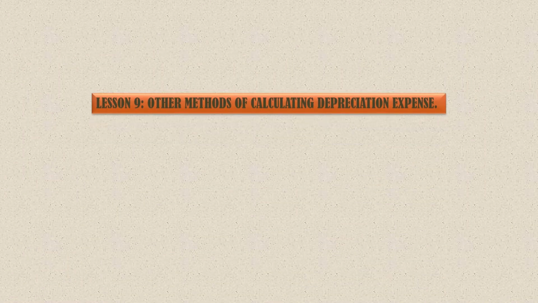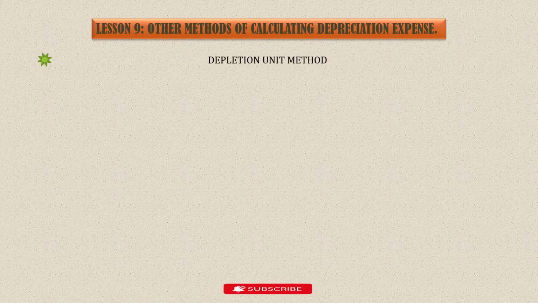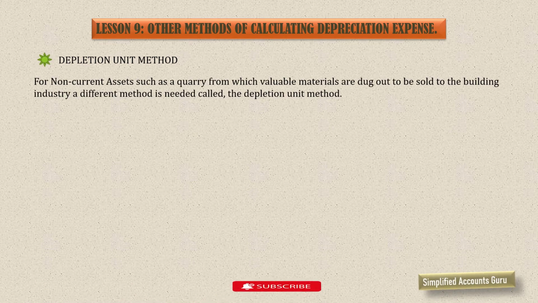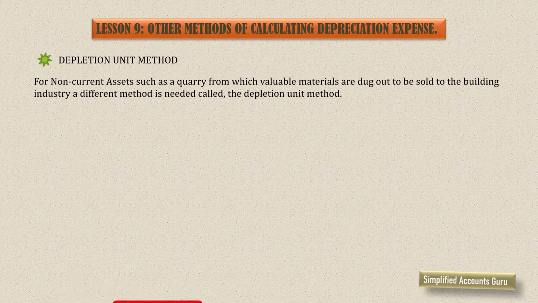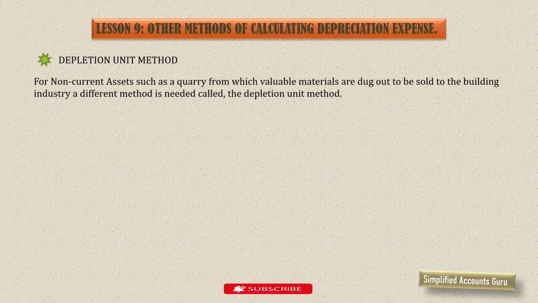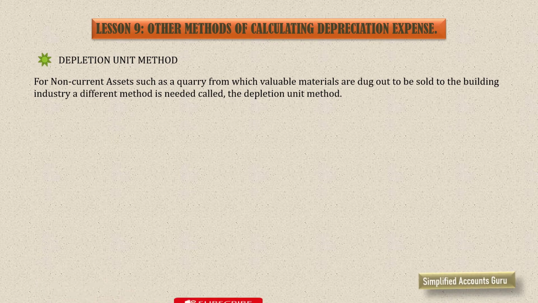So today, without wasting much time, allow me to enter into the 9th lesson. Today we want to introduce another method of calculating depreciation called the depletion unit method. This is where the non-current assets such as a quarry, from which valuable materials are dug out to be sold to the building industry, need a different method called the depletion unit method. One thing to keep in mind each and every time you are dealing with the depletion method is that we are talking about an asset that is being depleted each and every time.